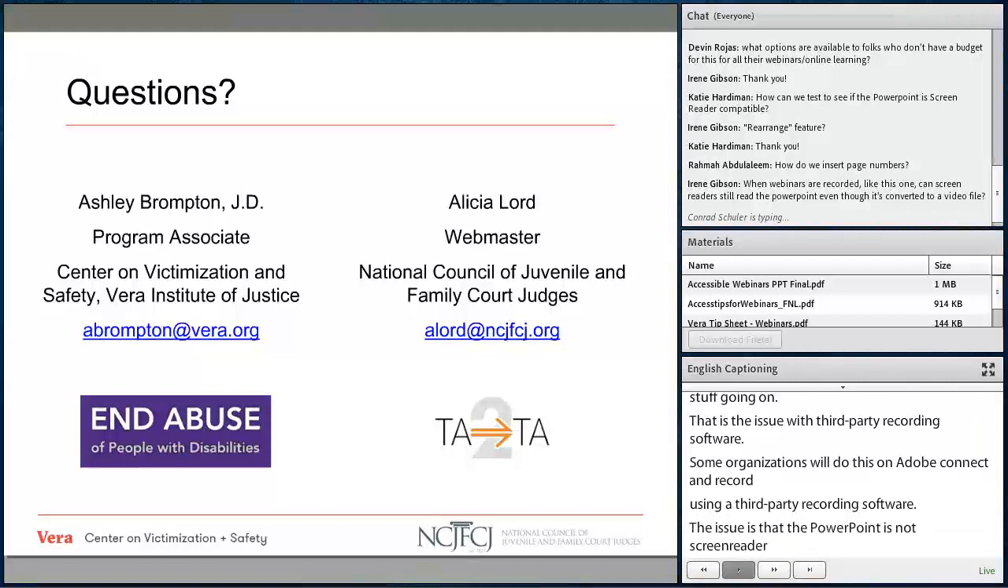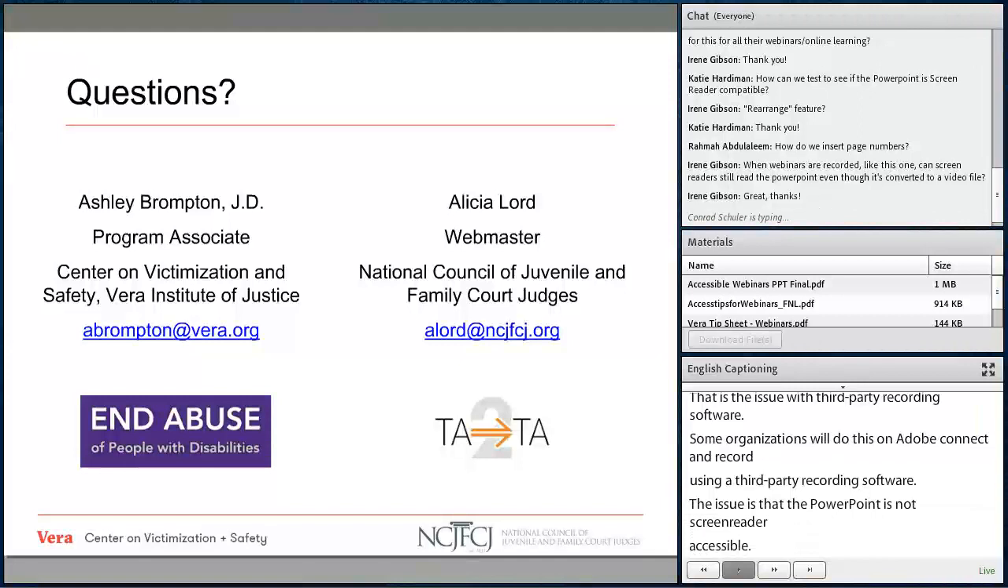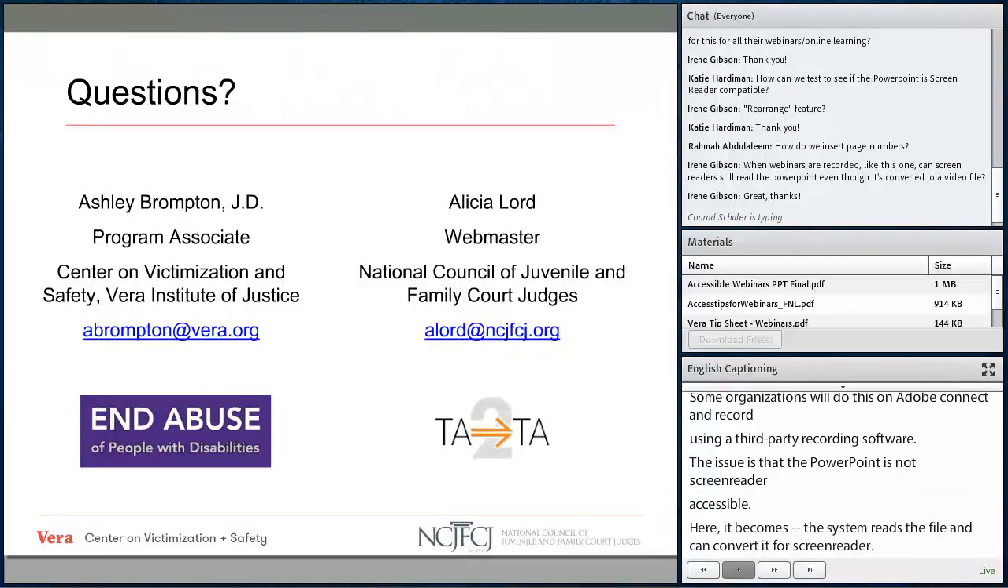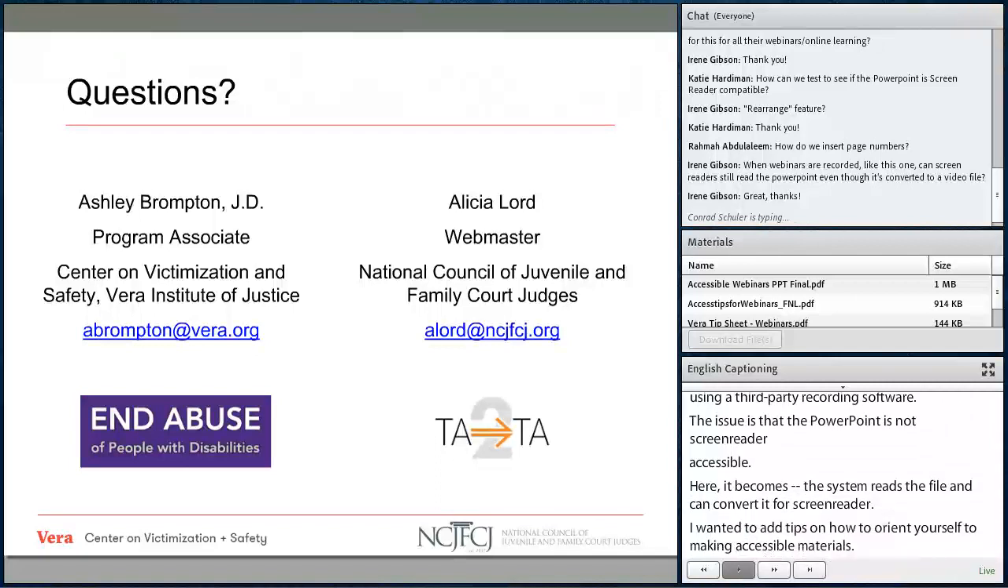So I just wanted to add some tips on how to kind of orient yourself to making accessible materials, because I don't think it's necessarily easy at the beginning.